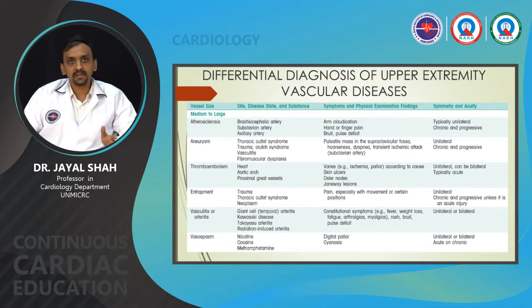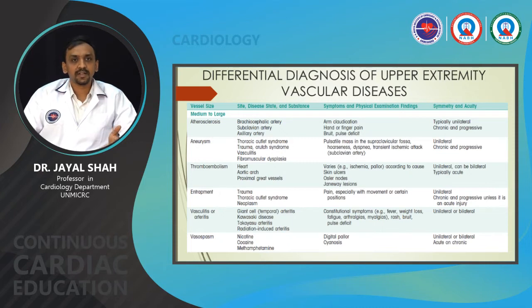So what are the different differential diagnoses of upper extremity vascular disease based on your history and physical findings? The different ones for medium to large size arteries are atherosclerosis, aneurysm, thromboembolism, entrapment, vasculitis or vasospasm, each having a specific set of symptoms and a specific symmetry as well as acuity. So in the case of atherosclerosis, it is typically a unilateral disease which is chronic and more or less progressive. If it is an aneurysm, it is also more or less unilateral, chronic and progressive.